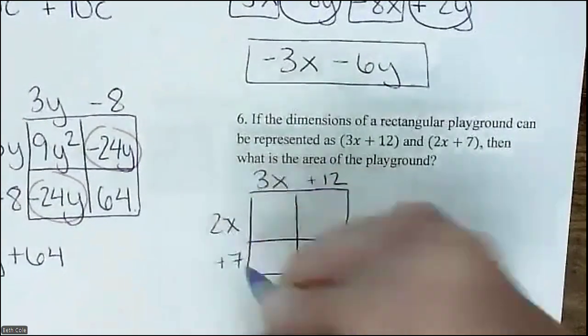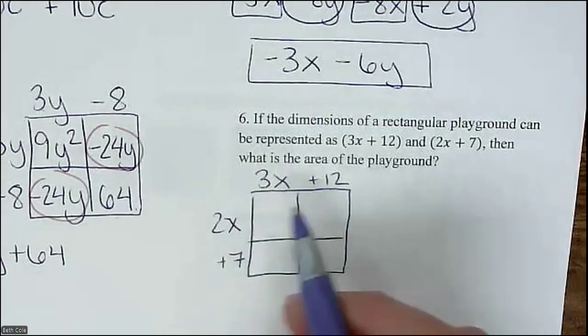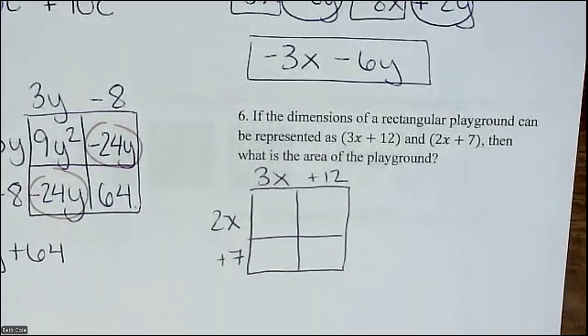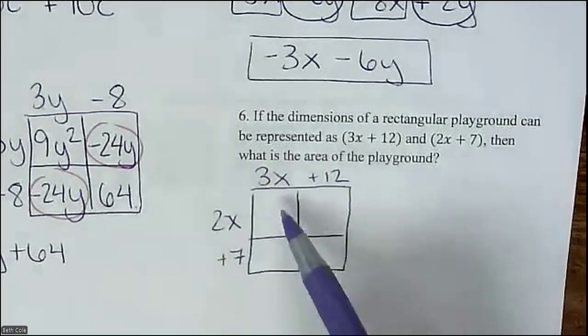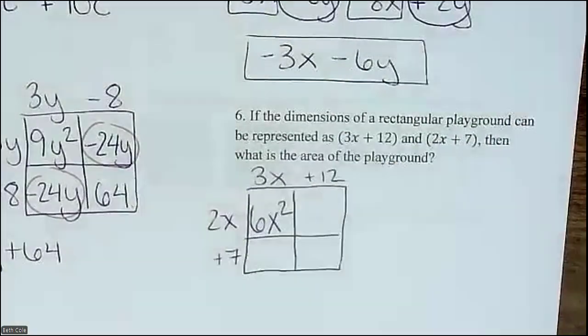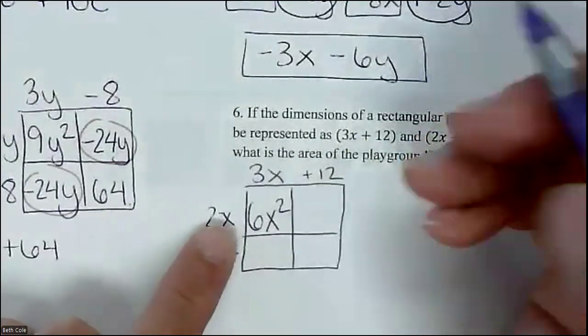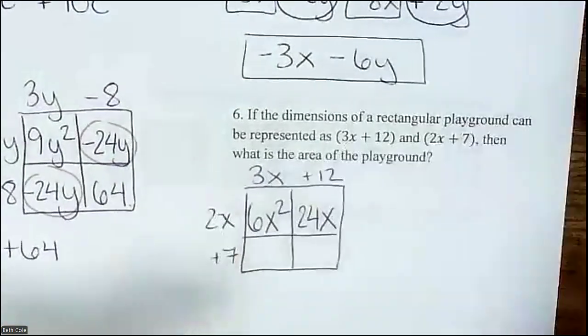So we're basically just going to try it again. If you put the 3x plus 12 along this side and the 2x plus 7 along that side, it's going to come out the same. So what goes in the first little square? Good. 6x squared. In this one, 2x times 12, 24x.